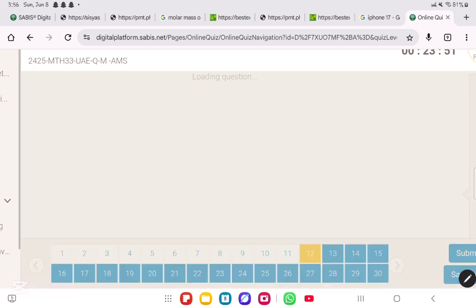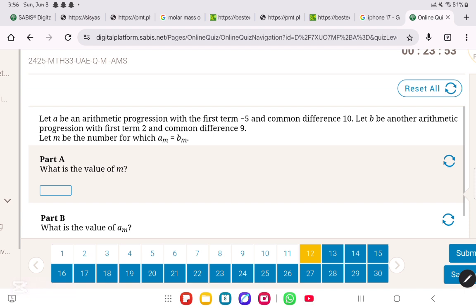Now we will move on to question number 12. Let A be an arithmetic progression with first term minus 5 and common difference 10. Let B be another arithmetic progression with the first term 2, so a_1 is 2, and common difference d is 9.